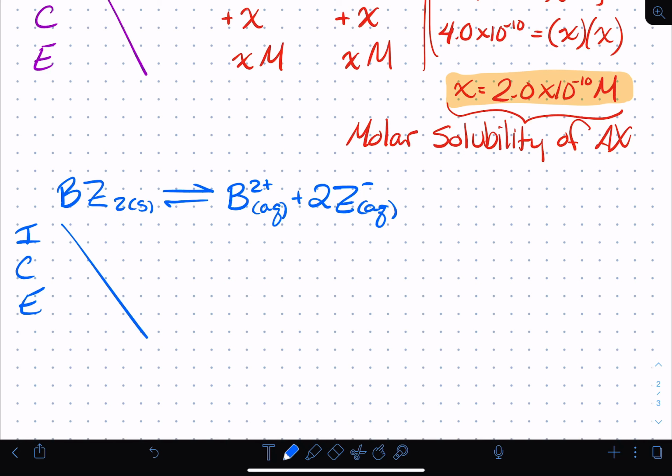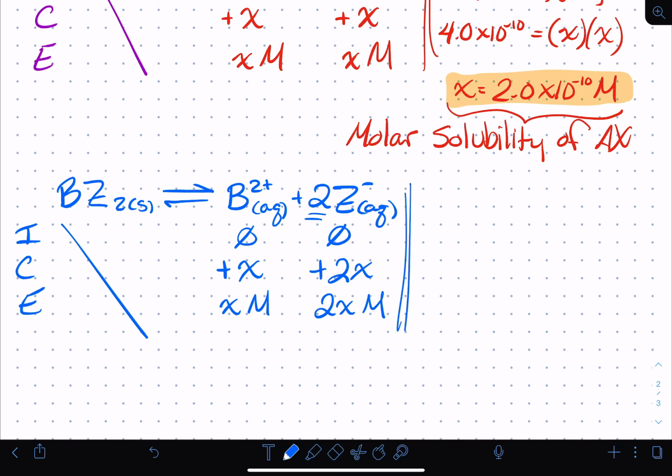BZ2 is a solid, so we can ignore that. Our initial state is pure water, so we're going to have concentrations of 0 to start for both of our ions, which means that our change must be positive, since we can't take away something that isn't there, but we don't know how much it's going to change by. So the concentration of B ions will increase by X, but because of the stoichiometry of this reaction, the concentration of Z is going to increase by 2X. So at equilibrium, we'll have X molar concentration of B and 2X molar concentration of Z.